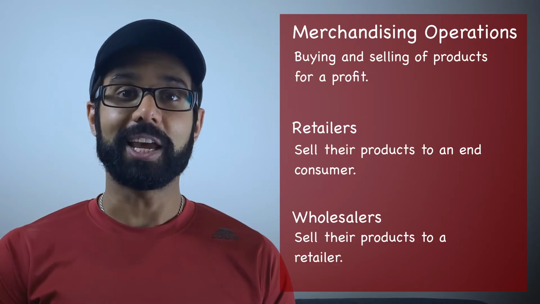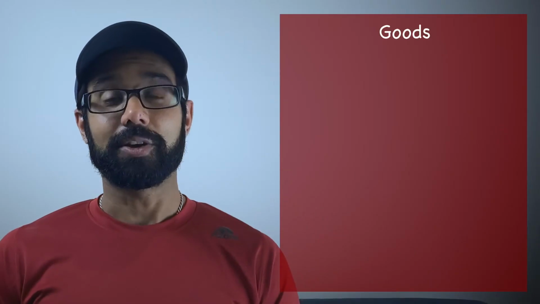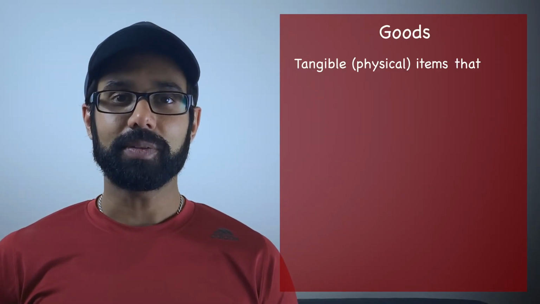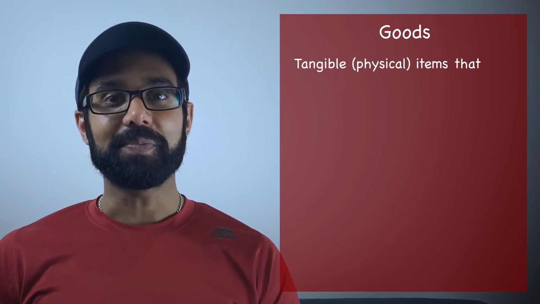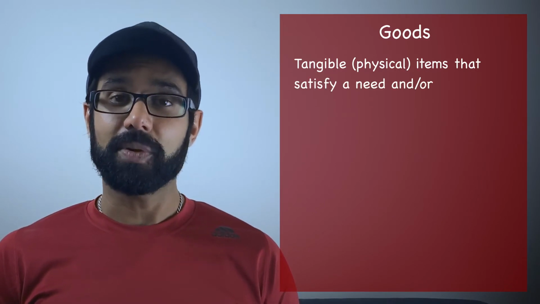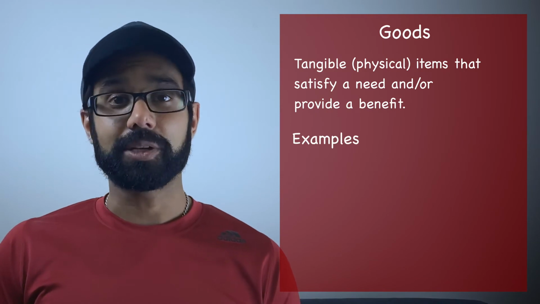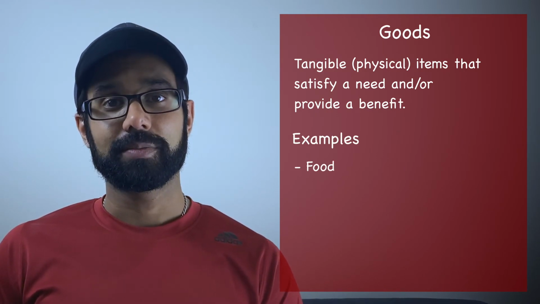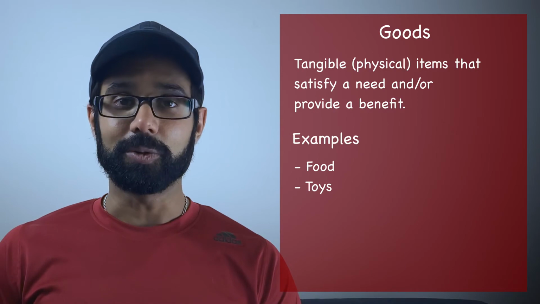sell to the retailer. Before we go further, it's important to understand that in accounting, we usually don't refer to products as products. We call them inventory or goods. A good is a tangible, that means physical, item that satisfies a need or provides a benefit. Examples include food, toys, clothes, and furniture. The financial statements of a service company and a merchandising company are a little different.